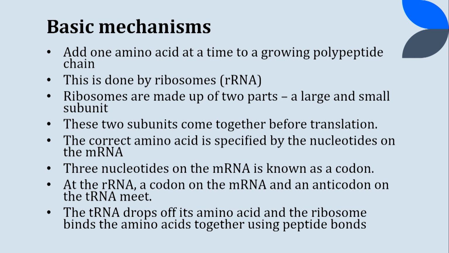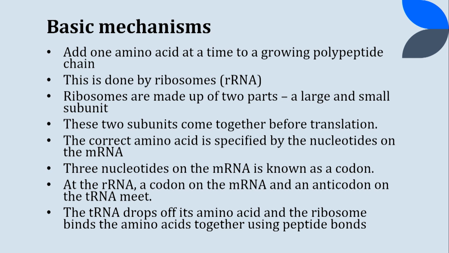Okay, the correct amino acid is specified by the nucleotides on the mRNA. 3 nucleotides on the mRNA is known as a codon, and those codons are coding for specific amino acids. At the ribosome, a codon on the mRNA and an anticodon on the tRNA meet.